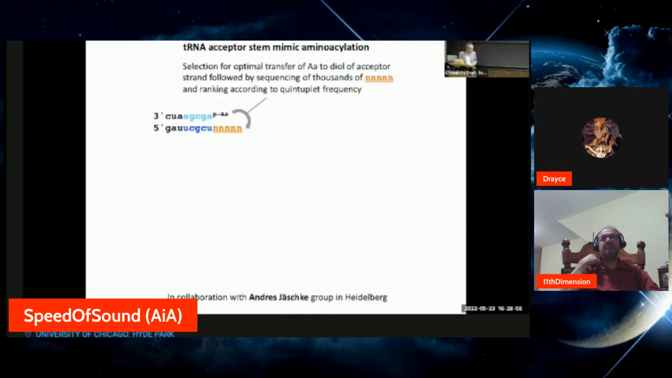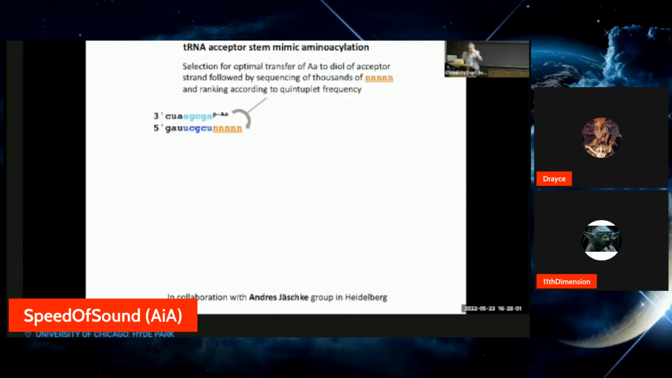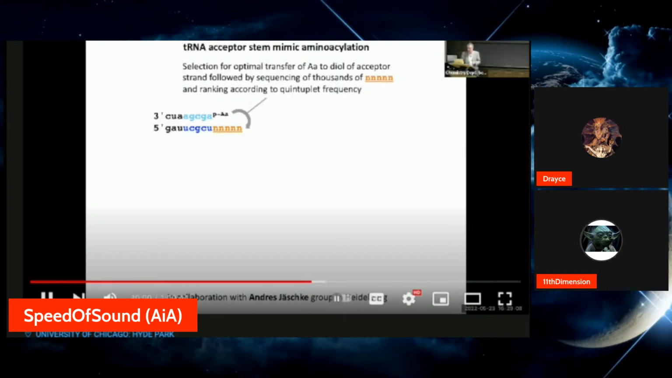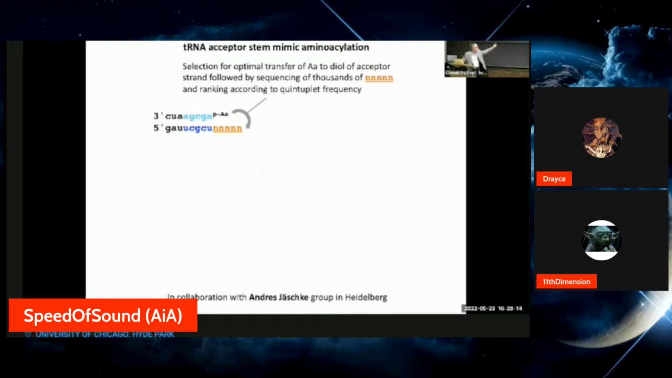Now that reaction, we scoped it out in a limited form just by synthesizing individual molecules and seeing what happened by HPLC, but it became apparent to us we had to do this in a higher output. So this is the part that got me so excited. In conjunction with Andras Jeschke's group in Heidelberg, we randomized the overhang sequence to see if different overhang sequences transferred one or other amino acid better than others.